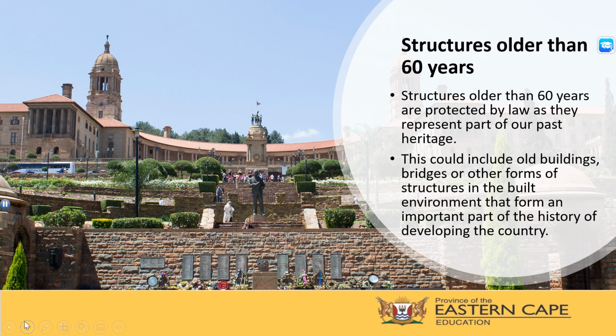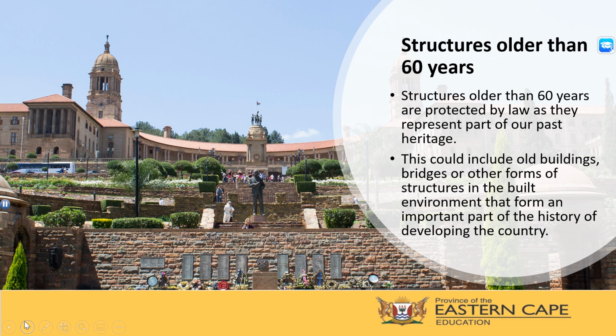We now look at different buildings and structures and examples of the national estate. The first is structures that are older than 60 years. Now, structures, that is a building that is older than 60 years, are protected by law. Now, why? What is it that makes them so special that they are protected by law? They represent part of our past heritage in South Africa.